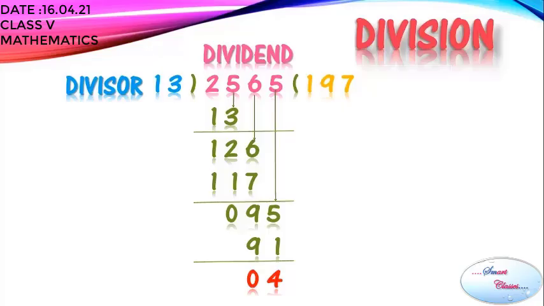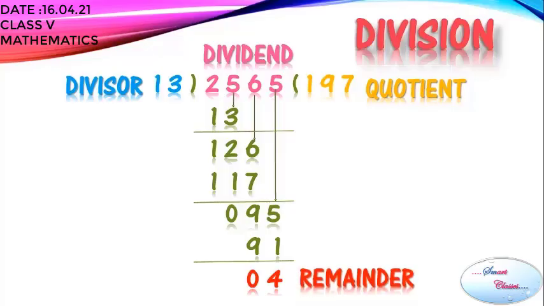Now when we are dividing, we'll get some answer. The answer which we get is called the quotient. And if there's any number still remaining in the last, that number will be called the remainder. Here 4 is the remainder. So in this example, 13 is the divisor, 2565 is the dividend, 197 is the quotient, and 4 is the remainder.